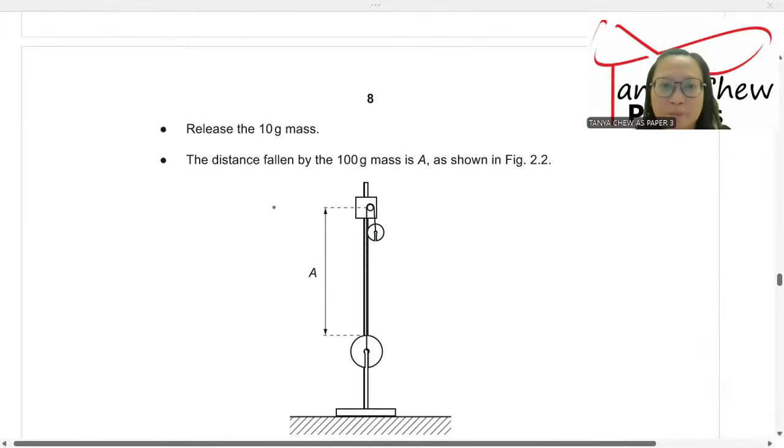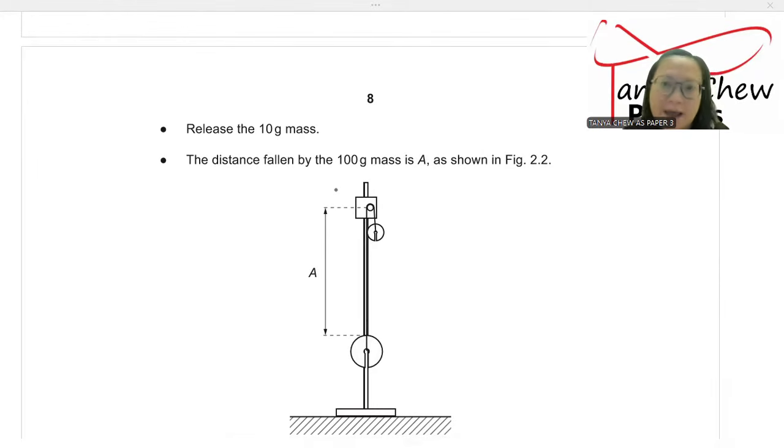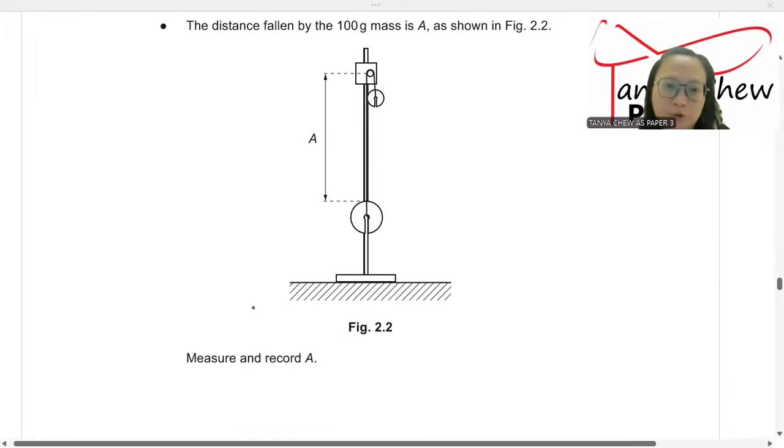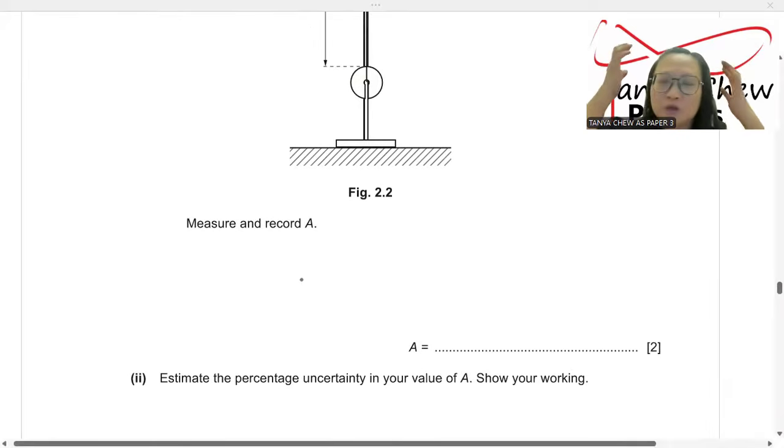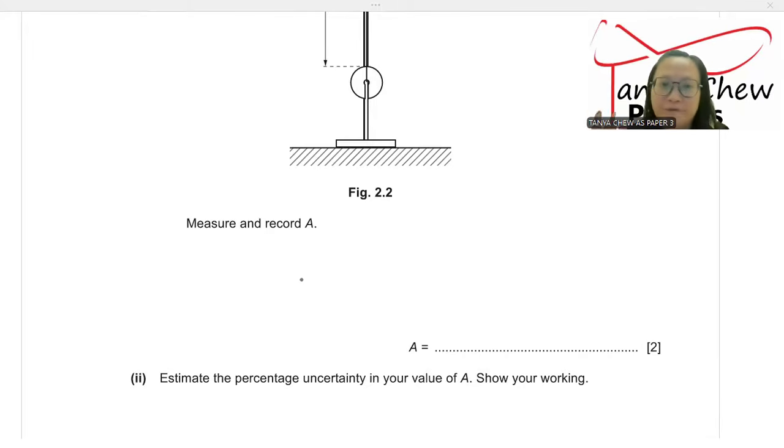Now, release the 10 gram mass. The distance fallen by the 100 gram mass is A, as shown in Fig 2.2. Measure and record A. Remember, it is a distance, and when it is a distance, bear in mind you are using a meter rule. So the first thing you have to remember: what is the absolute uncertainty of the meter rule? It is plus minus 0.1. Therefore, your A readings will take 1 decimal point.